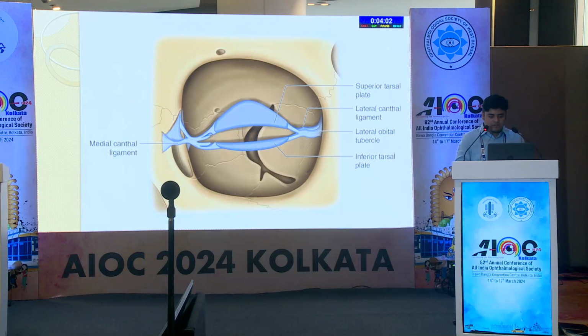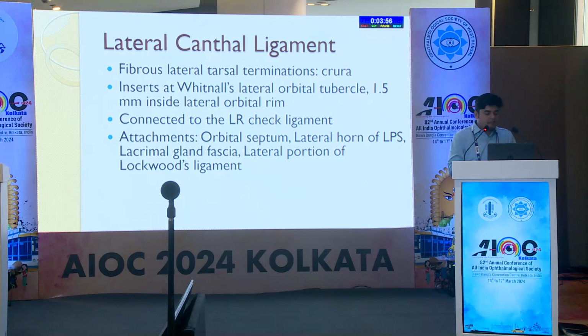Here is a diagram of the medial canthal ligament, the tarsus and the lateral canthal ligament, which form the eyelid skeleton. And the lateral canthal ligament is the fibrous lateral tarsal termination. It has two crura and it inserts at the Whitnall's lateral tubercle. It is also connected to the lateral rectus check ligament and is attached to the orbital septum, the lateral horn of the levator, the lacrimal gland fascia, and the Lockwood's ligament.